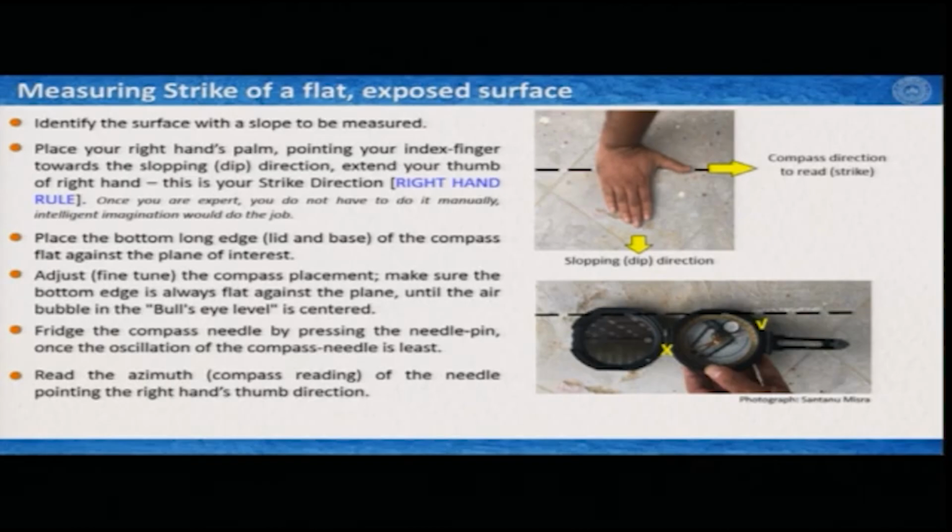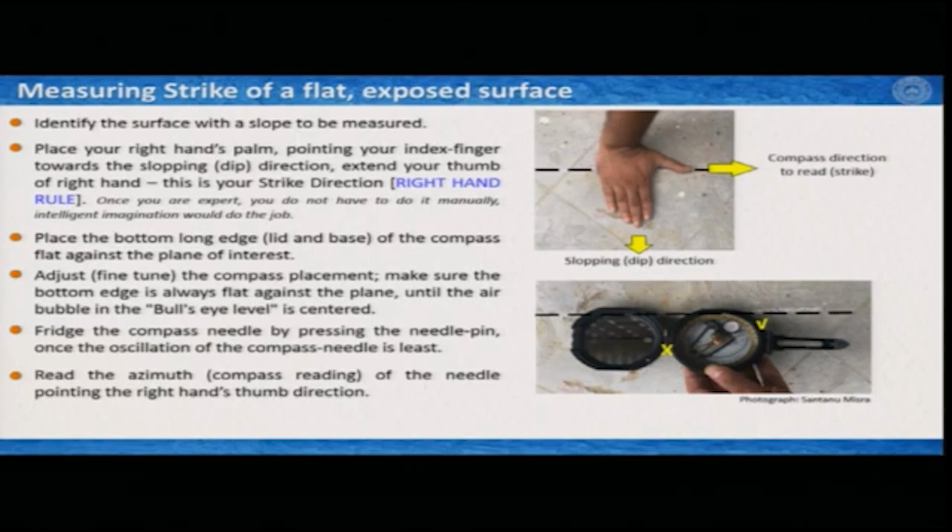I will upload a separate video on how to measure a dip and strike. There are also many YouTube videos. You just search in YouTube and you can find how to measure dip and strike, and while you are doing this, you also make sure that the instructor there is showing you the right hand rule of dip and strike measurement.